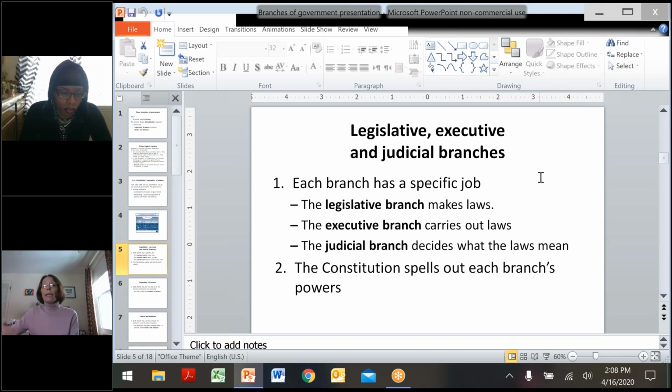Okay, so again, legislative, executive, and judicial branches are the three branches. Each branch has its own specific job. Again, legislative makes the laws, executive carries out the laws, judicial decides what the laws mean. And the Constitution spells out each branch's powers.